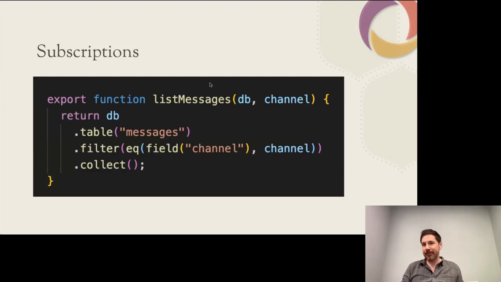So if we look at our old list messages example, this is a query that would implement something like a Slack clone or a chat app. It's basically saying, give me all the messages in this channel. And this is all well and good, but new messages are going to show up all the time, which means typically you need to keep polling this function over and over. And this is inefficient, it's slow, it puts excess load on the database, and it's complexity the developer doesn't want to think about.